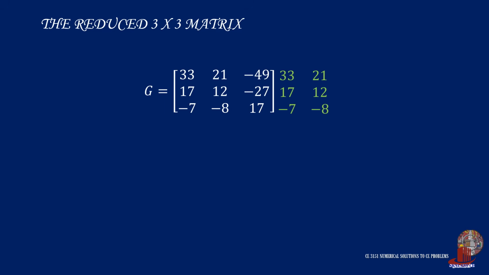Mirror the first two columns and take diagonals and anti-diagonals. The first has 33 times 12 times 17, which is 6,732. The next diagonal has 21 by -27 by -7, which results to 3,969. The third diagonal has -49 times 17 times -8, giving 6,664. The anti-diagonals are computed as first -7 times 12 times -49, and that is 4,116.